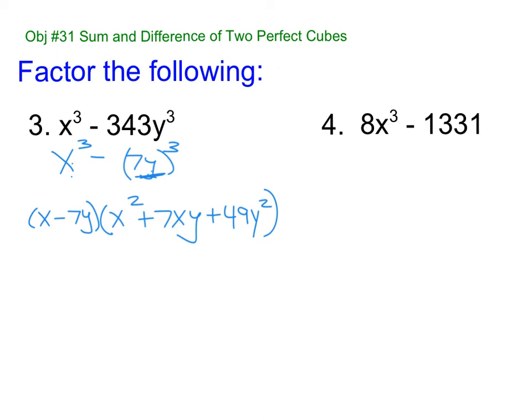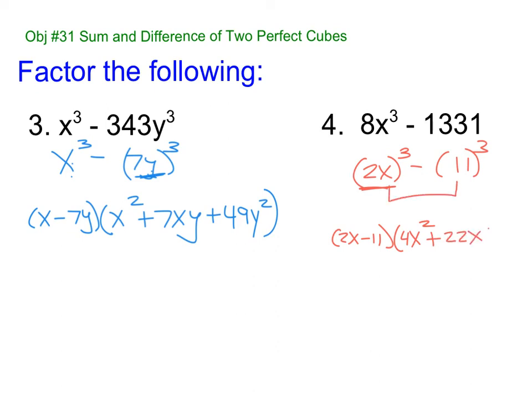So 8x cubed is what to the third? 2x to the third minus 11 to the third. The binomial is the same sign as the problem. And then the trinomial is going to have a plus. So we take our first term and we square it, 4x squared, plus multiply those two together, 22x, plus take the last guy and square him.